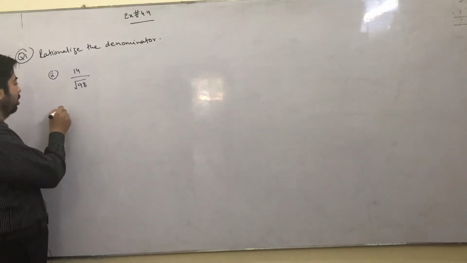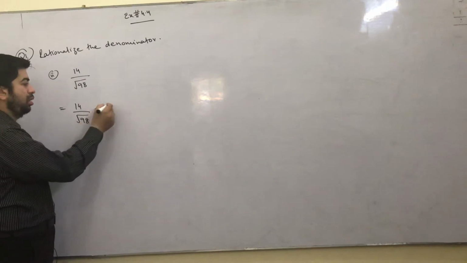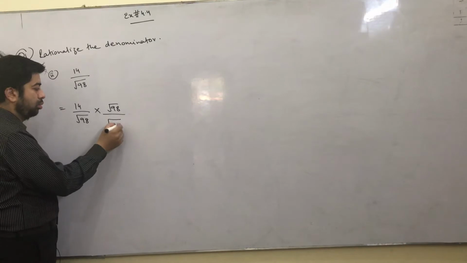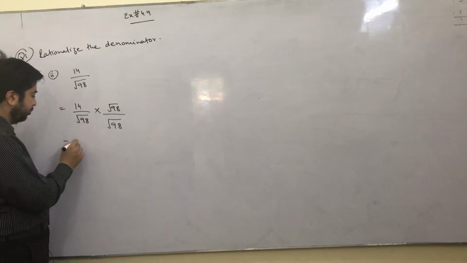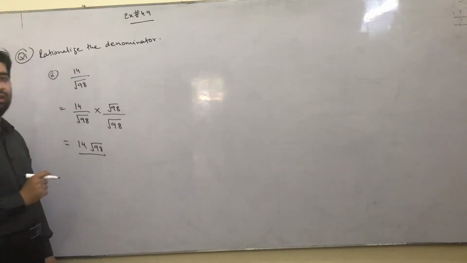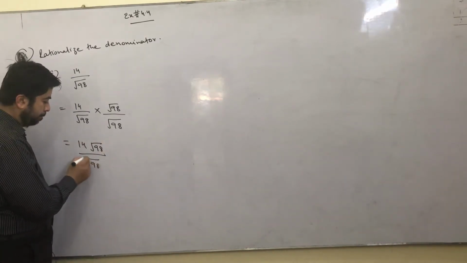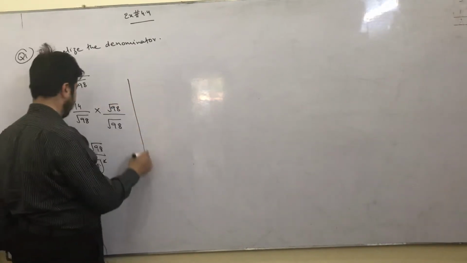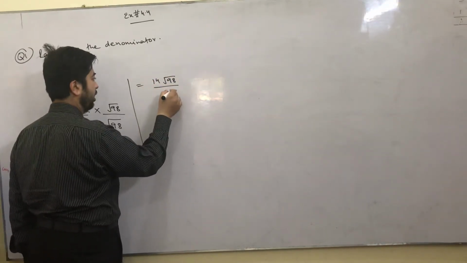So multiply this irrational part with this fraction and at the same time divide also. Now 14 is going to multiply with this square root 98, and square root 98 is going to multiply with this square root 98, meaning square root 98 whole square. So the square is going to cancel with the square root. After that, 14 square root 98 in the numerator and in the denominator that is 98.